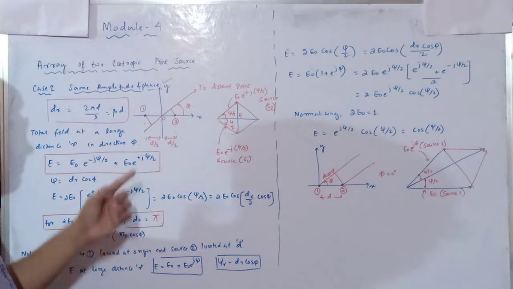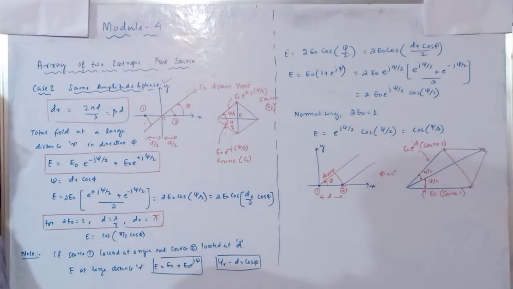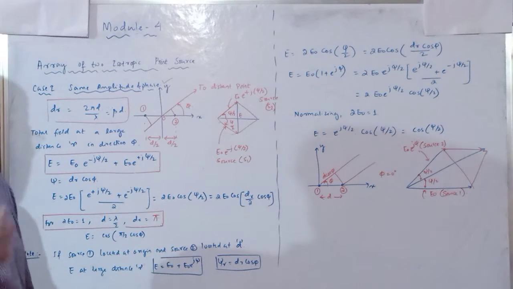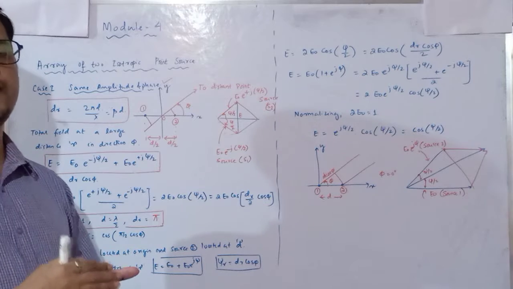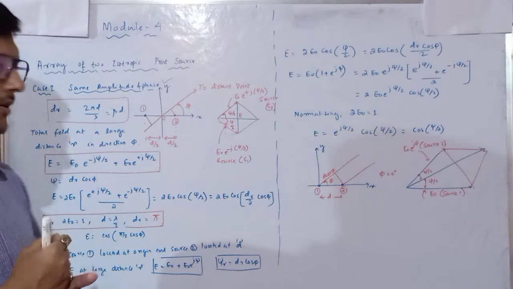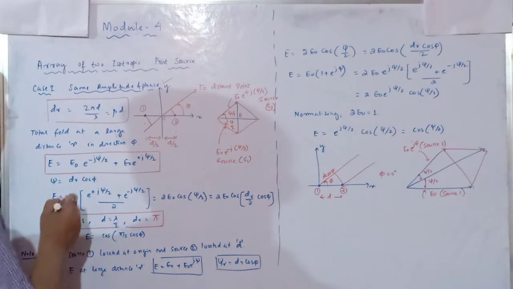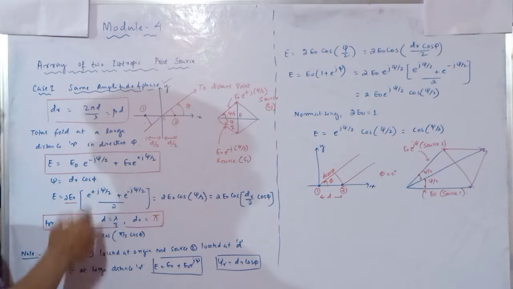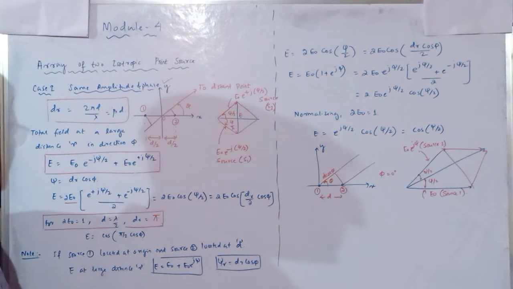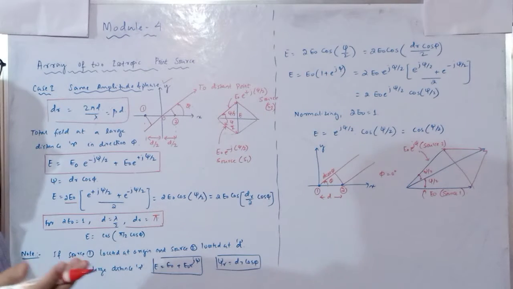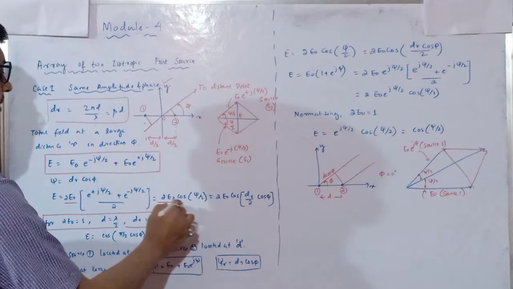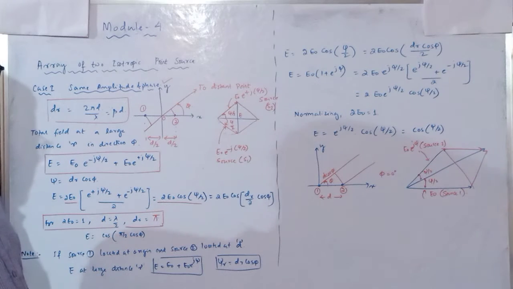Now here E naught is common. Take E naught common and you will represent this whole component in terms of cos. So you have to multiply by 2 and divide by 2 this component. So I have written twice E naught times e to the power j psi by 2 plus e to the power minus j psi by 2, divided by 2, and you will get cos of psi by 2. So it is twice E naught cos psi by 2.